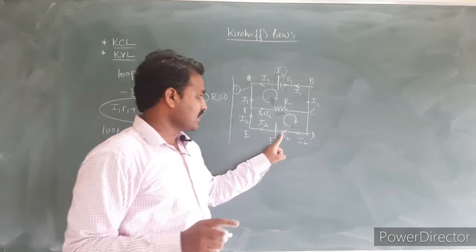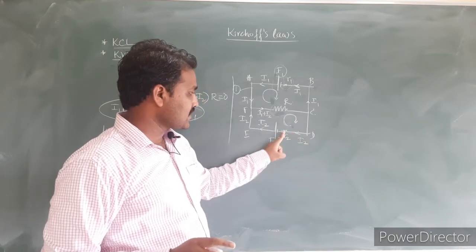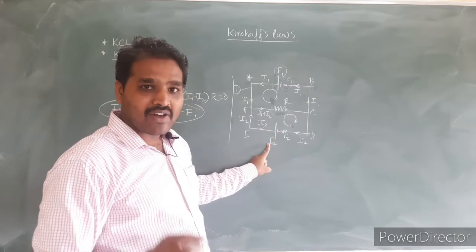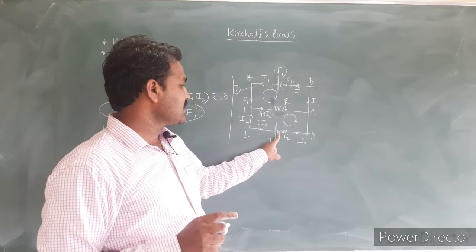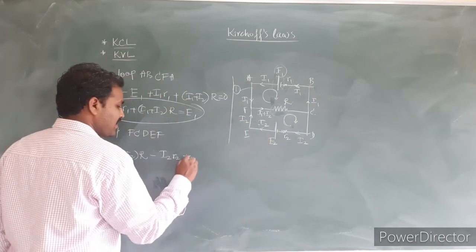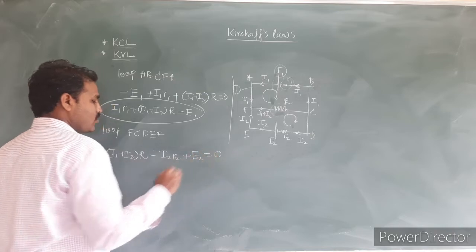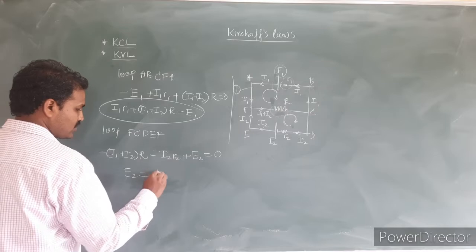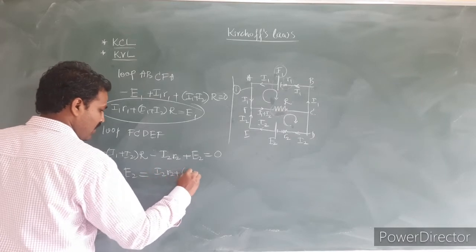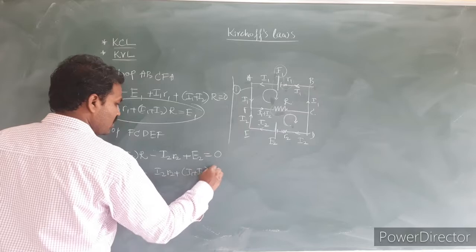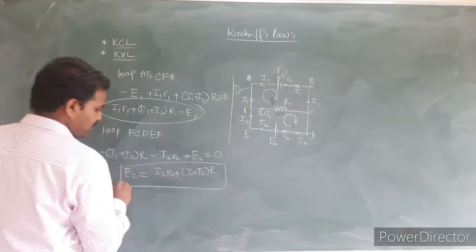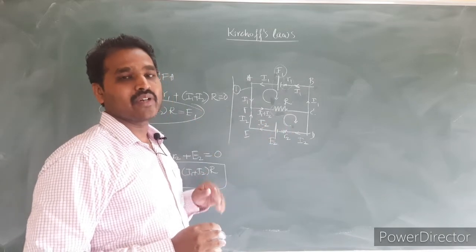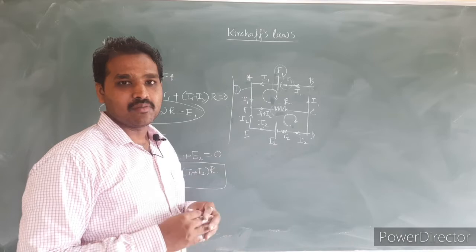Then consider the EMF here. The assumption is in clockwise direction, and this direction is moving from lower potential to higher potential. Hence, this EMF I should take it plus. Whenever the direction is from lower potential to higher potential, that EMF I take it as a plus. So, this is equal to 0. Yes. Again, by simplifying, I get E2 is equal to I2 into R2 plus I1 plus I2 into capital R. Yes. This is the expression for Kirchhoff's voltage law for the second loop. Whenever we solve numerical problems, this concept will be more clear.